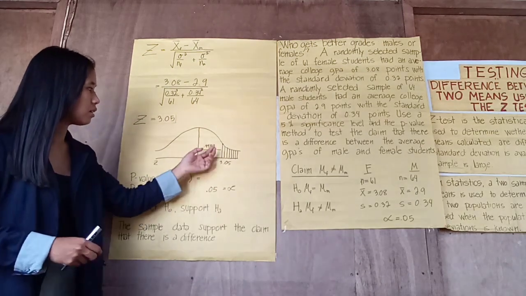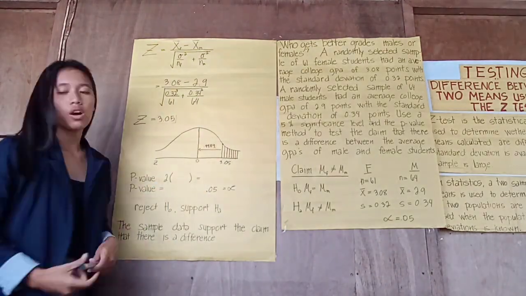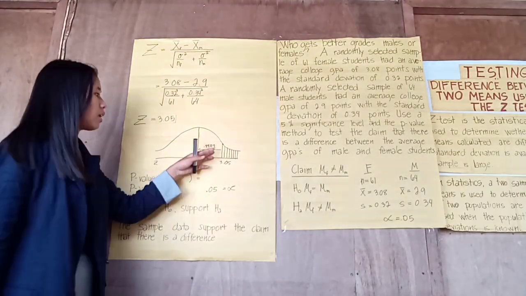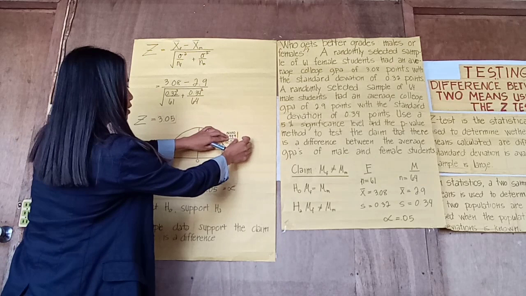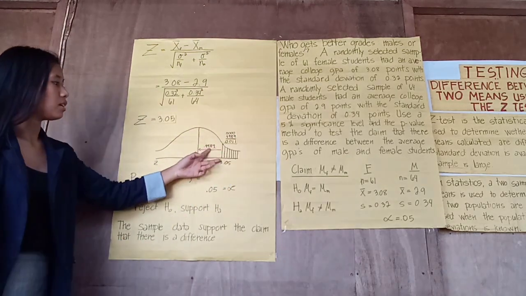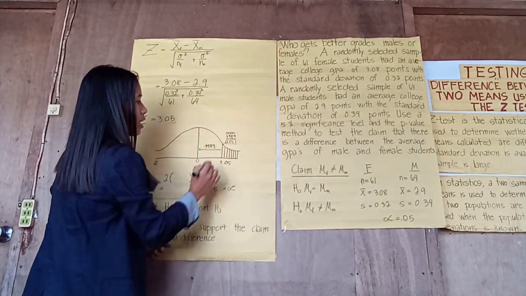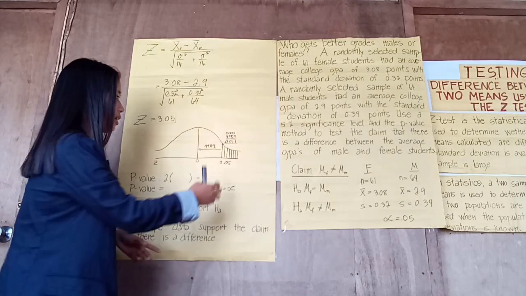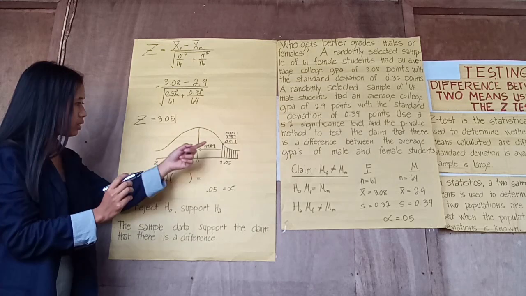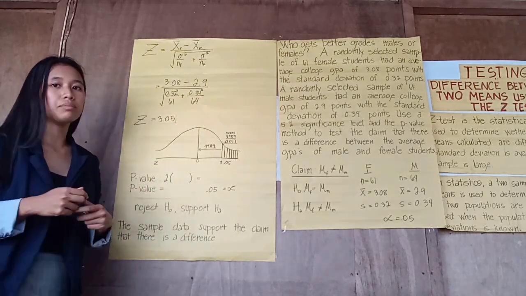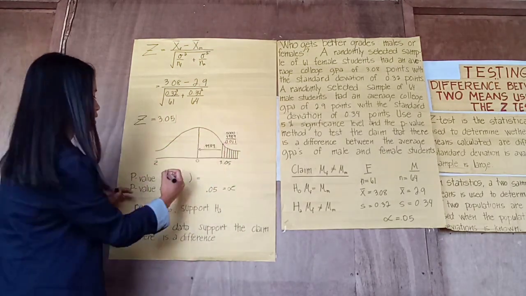Then, to get the P value, we're going to subtract this area from 0.5, and subtract 0.4989. So, subtracting, it will be 0.001. So, for our P value, since it is two-tailed, we're going to multiply it by 2.